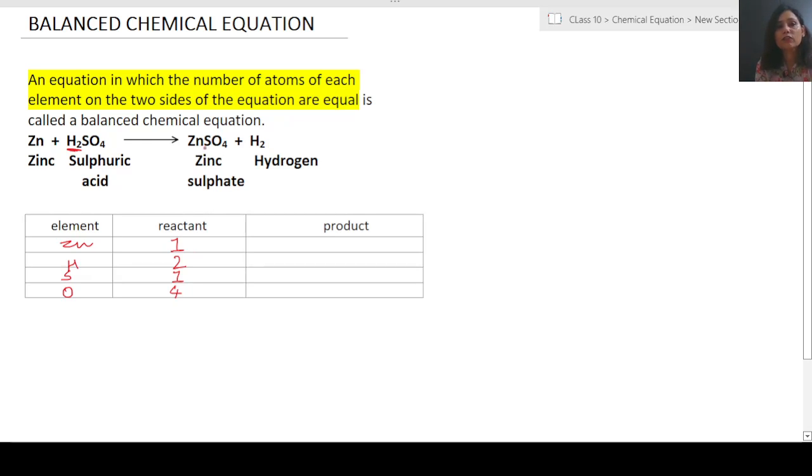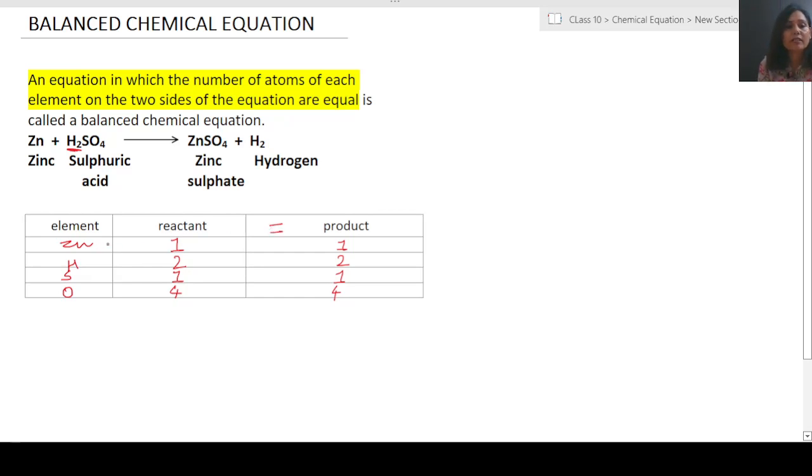Now going to the other side, the product side. Nothing is written at the foot of Zn, so it is 1. Nothing is written at the foot of S, so it is also 1. O is 4 here, so I am writing 4 here, and H is 2 here, so in front of H, 2.